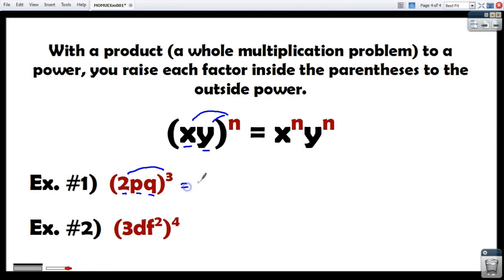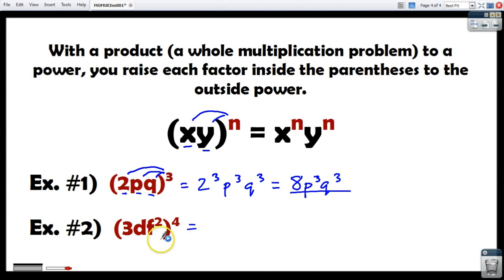So 2 to the third power times p to the third power times q to the third power. And if I simplify that a little further, because we can actually do 2 to the third power, 2 times 2 times 2, that's 8. So we get 8p to the third, q to the third. And there's our answer without having to go through it the long way.